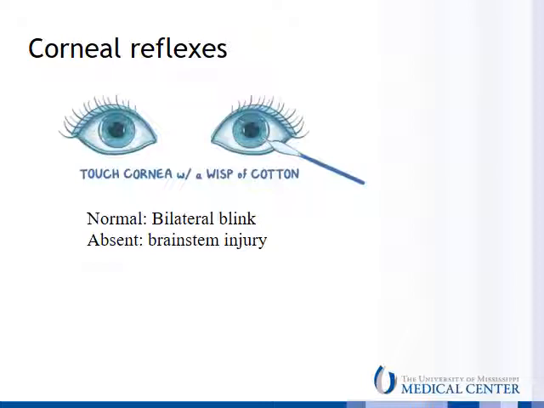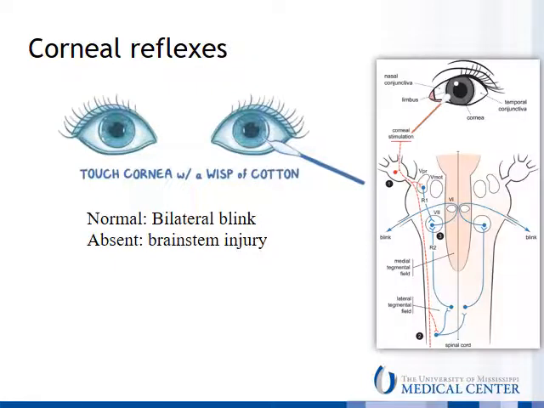Corneal reflex can be elicited by touching the cornea with a wisp of cotton, which results in a bilateral blink response. The afferent limb of corneal reflex is through the 5th cranial nerve and the efferent is through the 7th cranial nerve. The corneal reflex will be abnormal or absent if there is injury to either the 5th or 7th cranial nerve or the nuclei in the brainstem.